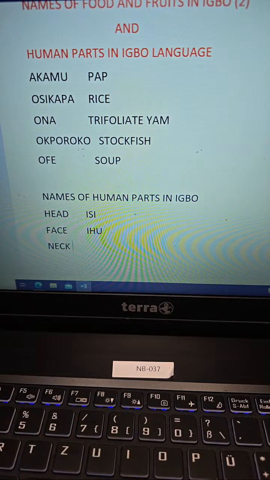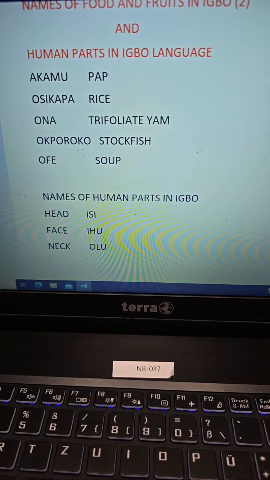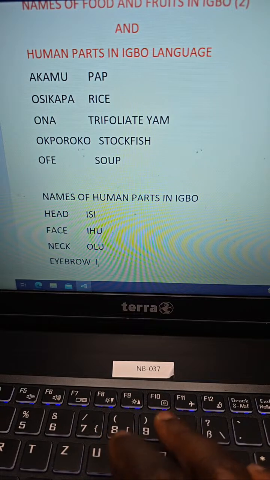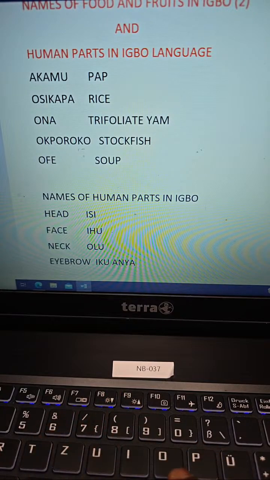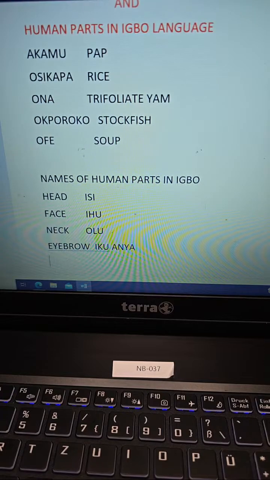Neck. Olu. Neck. Olu. Eyebrow. Ikuanya. Eyebrow. Ikuanya.